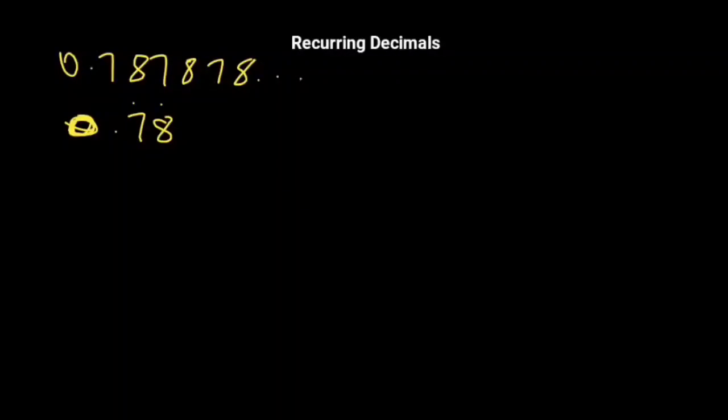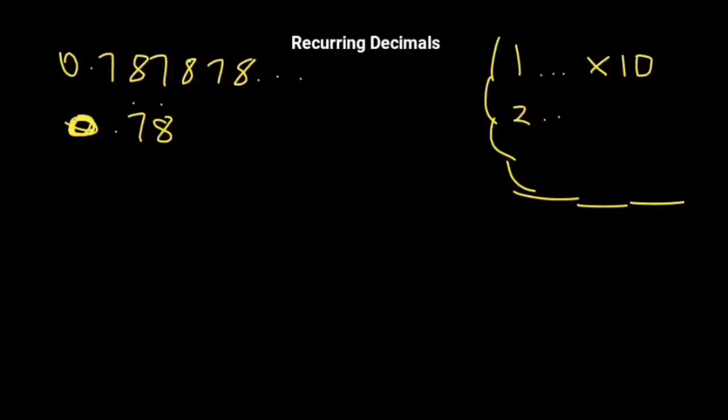So, working through an example. Before we go through an example, this is a rule of thumb to note. If we have one number recurring, then we're going to multiply by 10. If we have two numbers recurring, then we're going to multiply by 100. If we have three numbers recurring, then we're going to multiply by 1,000. And as you can see, the amount of numbers that we have recurring is the amount of zeros that we're going to be multiplying by.